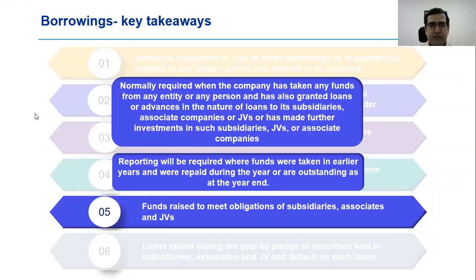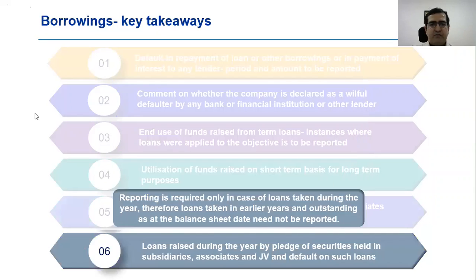The last point that I wanted to pick up in respect of borrowings was, if there is a loan raised during the year by pledge of shares held of a subsidiary, associate, or of a JV, then that needs to be disclosed. And if there was a default on those loans, then that fact needs to be brought out. So once again, the objective is to try and tighten the reporting around the entire fundraising. From whom have the funds been raised? Where have they been deployed? Has there been a diversion? Is the company declared a willful defaulter?